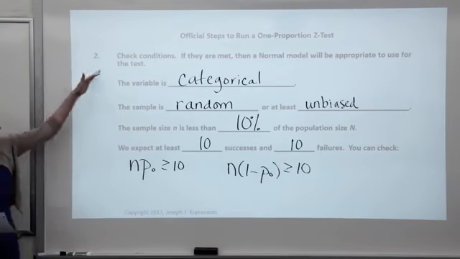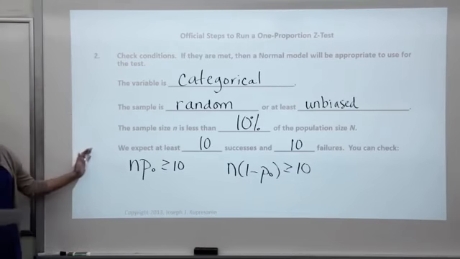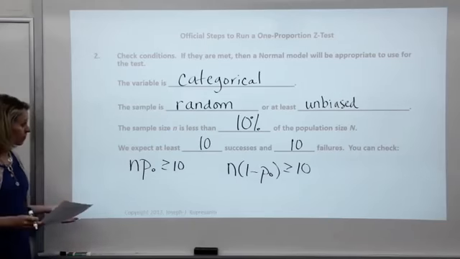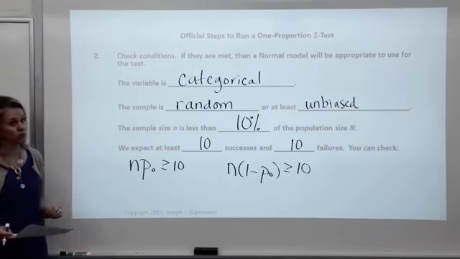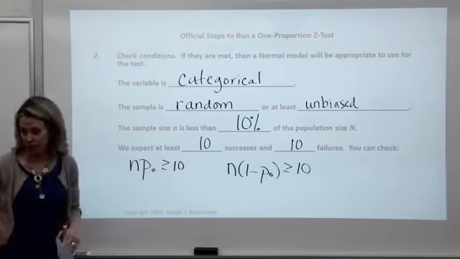So next thing we'll do is we'll go ahead and check those conditions. Once we've checked those conditions and we know that we can use the normal model, we're ready to run our hypothesis test. And so to run our hypothesis test, we need to compute a test statistic. So we'll look at that next.